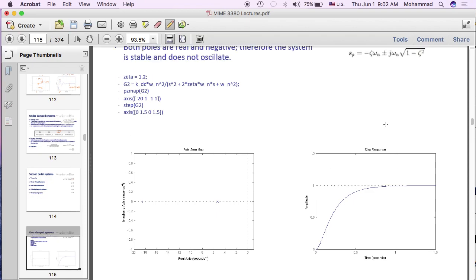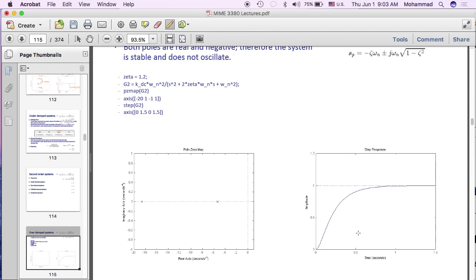So let's go ahead and look at an example. If zeta, for example, is 1.2, which is clearly more than 1, and the same natural frequency as before, natural frequency of 10, you can see that the system would have two poles. They're both real and negative. You can see this is the real axis. So one pole is close to -6, the other one is close to -19. So the two poles, negative but both real. That's what you get from the PZ map.